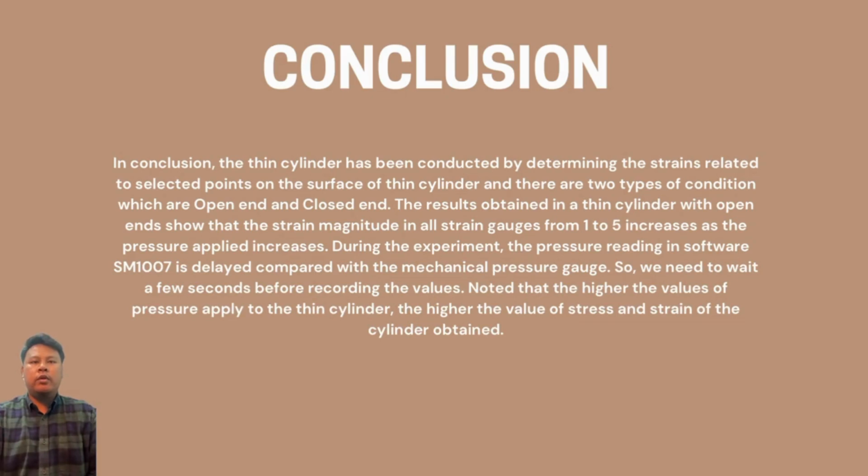So, in the conclusion, the thin cylinder experiment has been conducted by determining the strain related to selected points on the surface of the thin cylinder, and there are two types of condition, which are open end and closed end. The result obtained in a thin cylinder with open end shows that the strain magnitude in all strain gauges from 1 to 5 increases as the pressure applied increases.